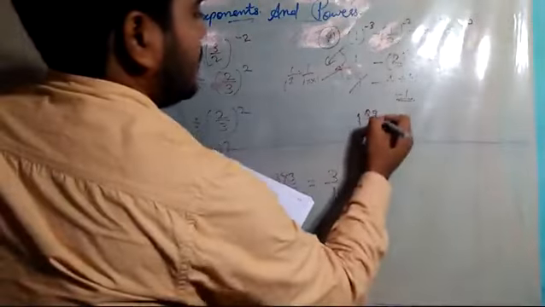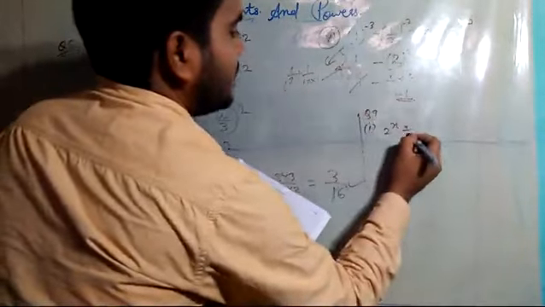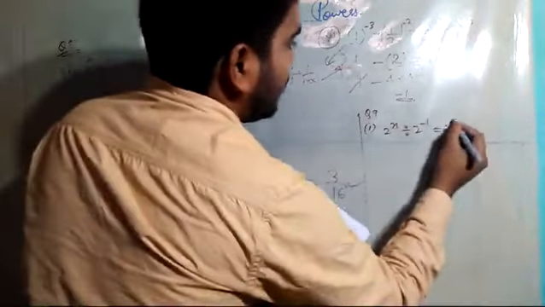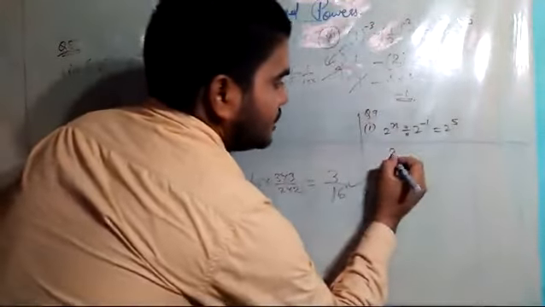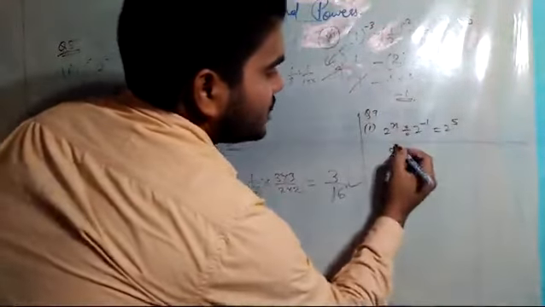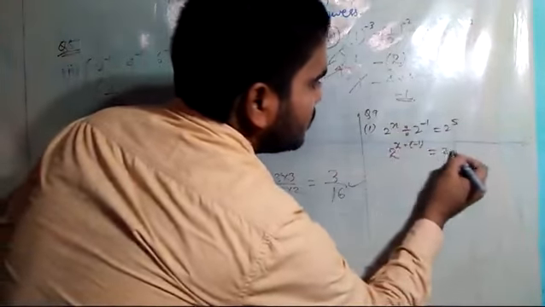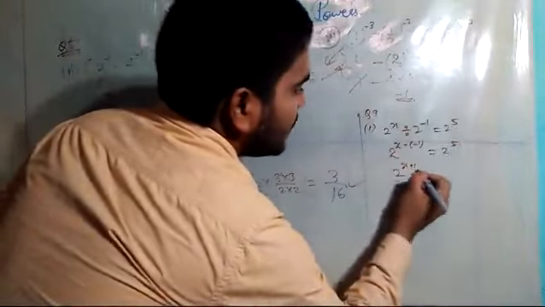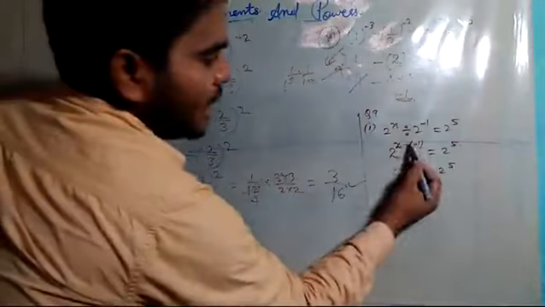Now question number 9, sub part 1. It is given 2 raised power x divided by 2 raised power minus 1 is equal to 2 raised power 5. Now we have to find the value of x here. So I can write 2 raised power x, division means minus, x minus of minus 1, is equal to 2 raised power 5. So it will be 2 raised power x plus 1 is equal to 2 raised power 5. Understood? Minus minus plus.